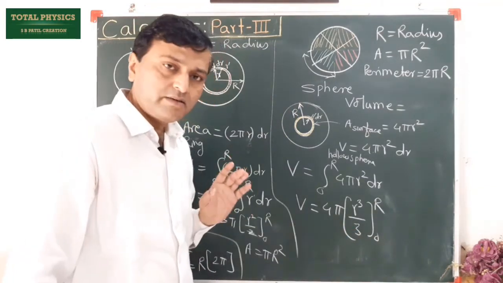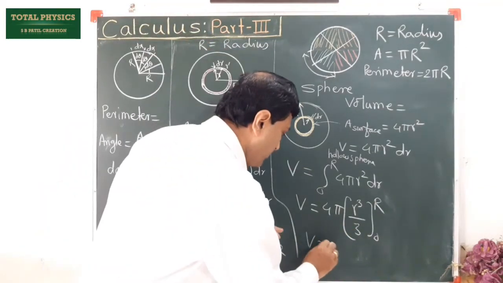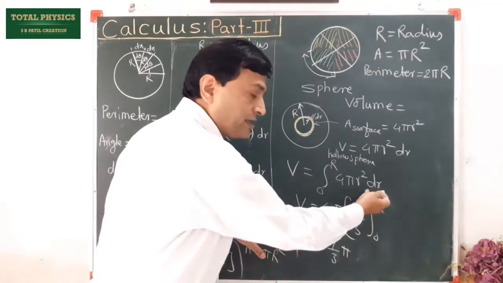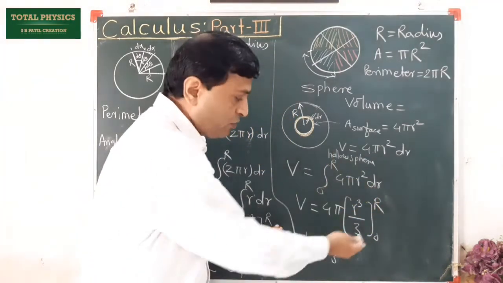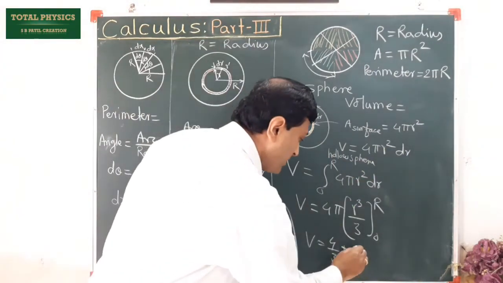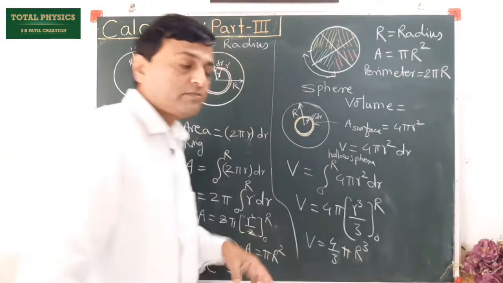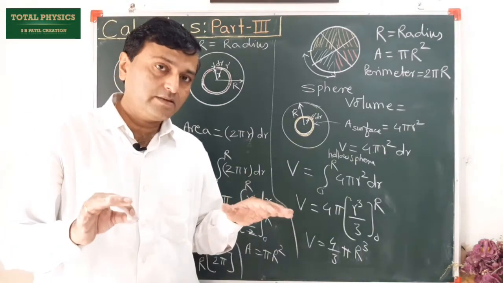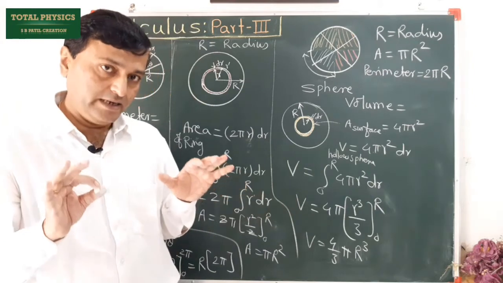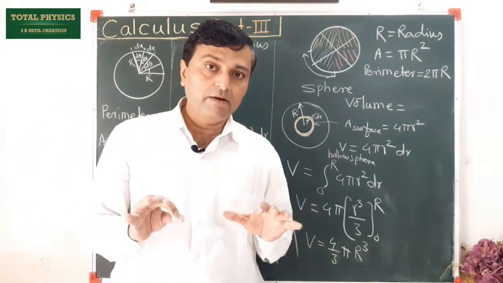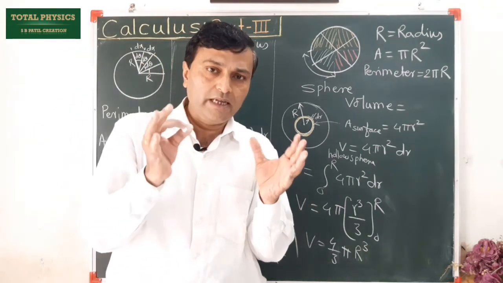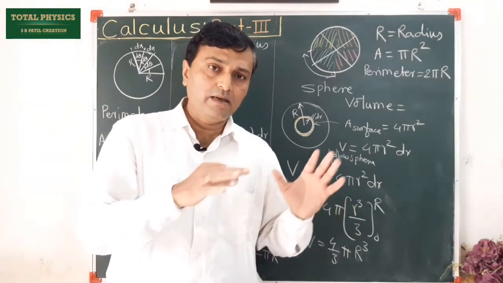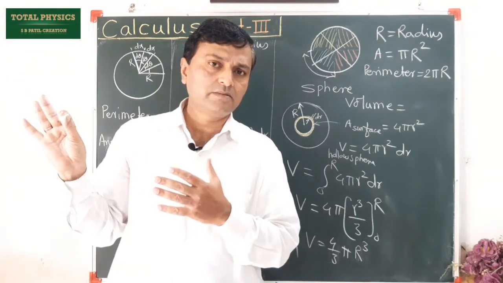Take 3 outside, it is constant, so V is equal to 4 by 3 pi, put small r as the top value, top is R, bottom 0, forget it, it will be R cubed. This is the volume of a sphere. This is the application of integration. I have shown only area, circumference, and volume, but there are a number of applications.